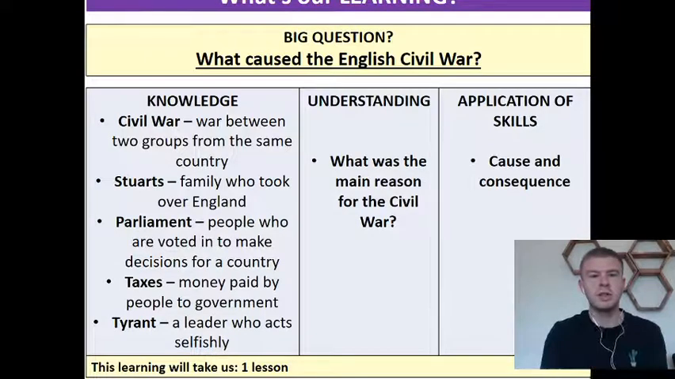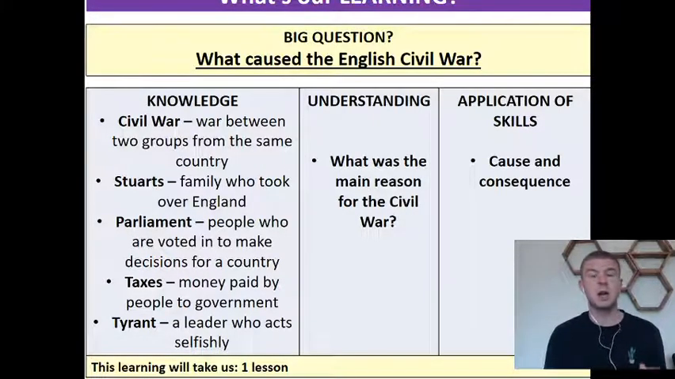And I've put on the definitions for our key words today. So you might want to note these down to help you with the work that we complete today. So we're talking about what caused the English Civil War, so we need to understand what a civil war is. A war is often between two countries, but a civil war is between two groups from the same country. So in this instance, it's a group from England fighting against another group from England.